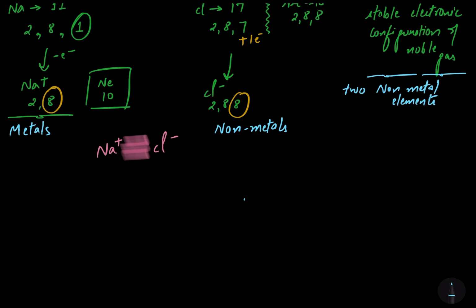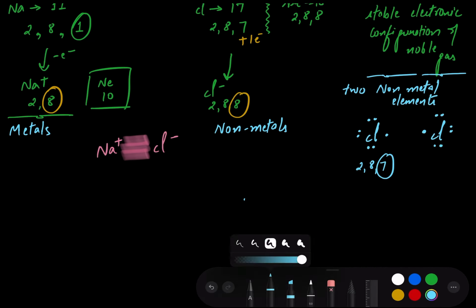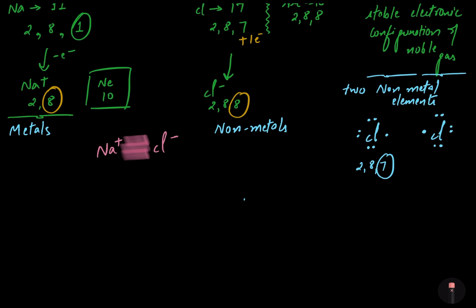Let me take chlorine. What's the configuration of chlorine? It's 2, 8, 7. So in the outermost shell they have 7 electrons: 1, 2, 3, 4, 5, 6, and 7. And here also 1, 2, 3, 4, 5, 6, and 7. So what will happen now? They will share electrons between them. That means they are going to share these two electrons between them.